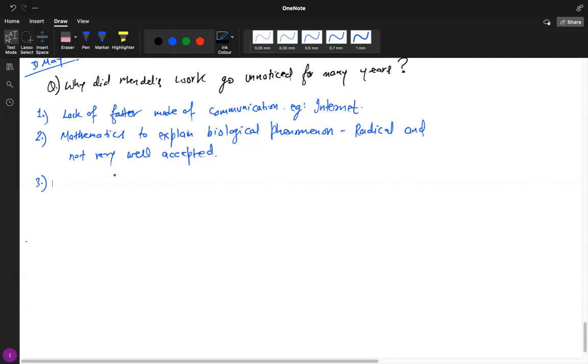Okay. Any other reason you think? Another reason was that a lot of things that Mendel recorded, he did not publish as papers. It was in his personal records and in the native language. So it was not in a universal language or published as papers, very widely circulated.